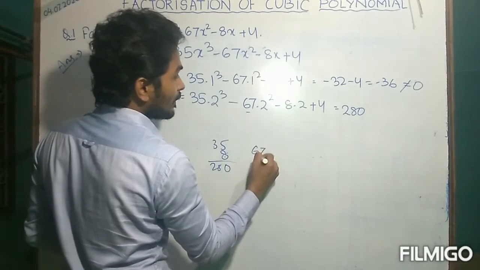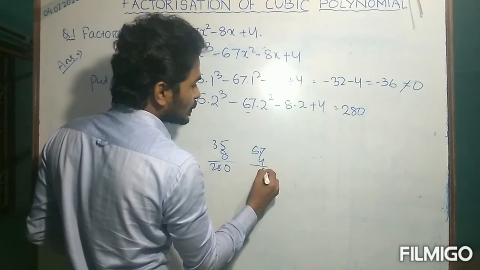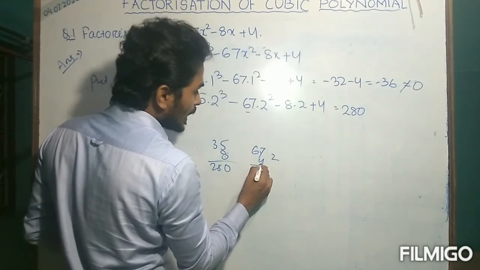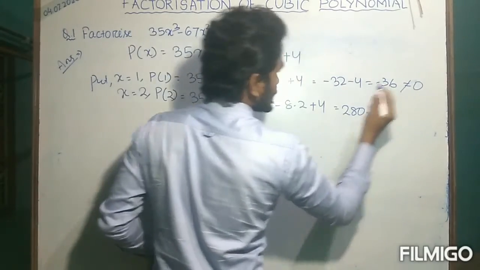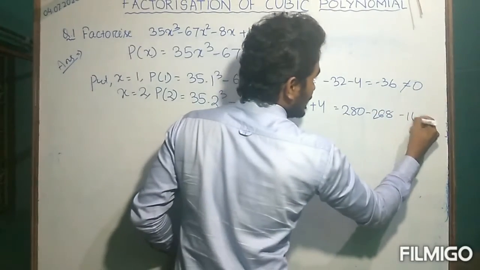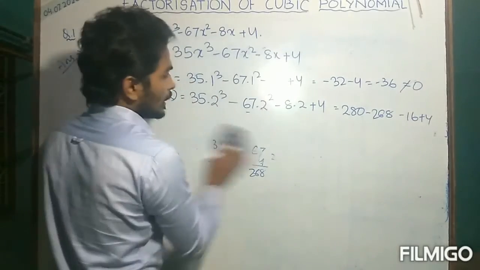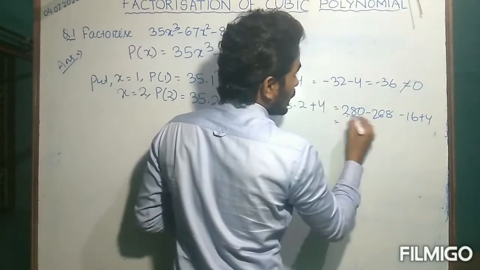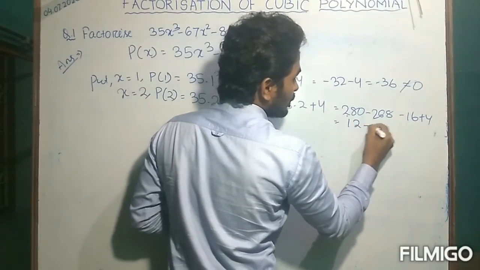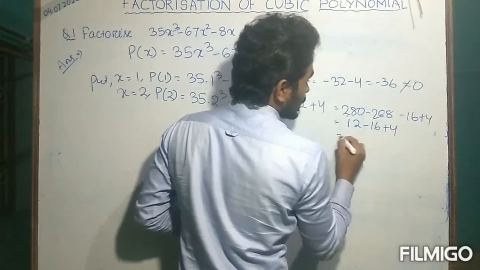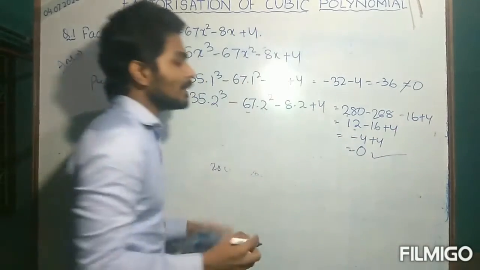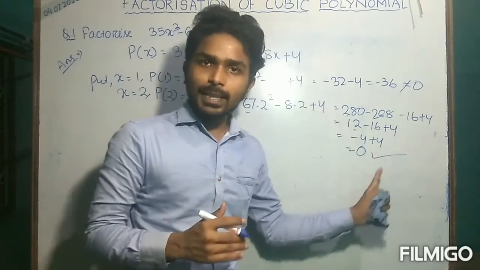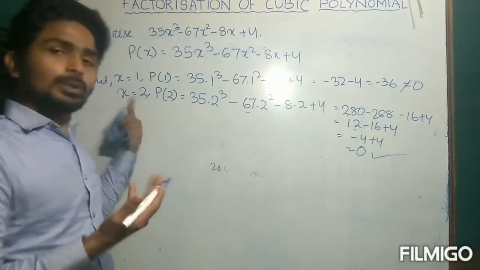Now this is 67 times 2 squared, that is 4, 7 times 4 is 28, 6 times 4 is 24, so it is 268, minus 268. Then 8 times 2 is 16, plus 4. Okay, so after calculation 280 minus 268 is 12, minus 16 plus 4. 12 minus 16 is minus 4, plus 4 is 0, and finally we get the value of the polynomial to be 0 for x is equal to 2.